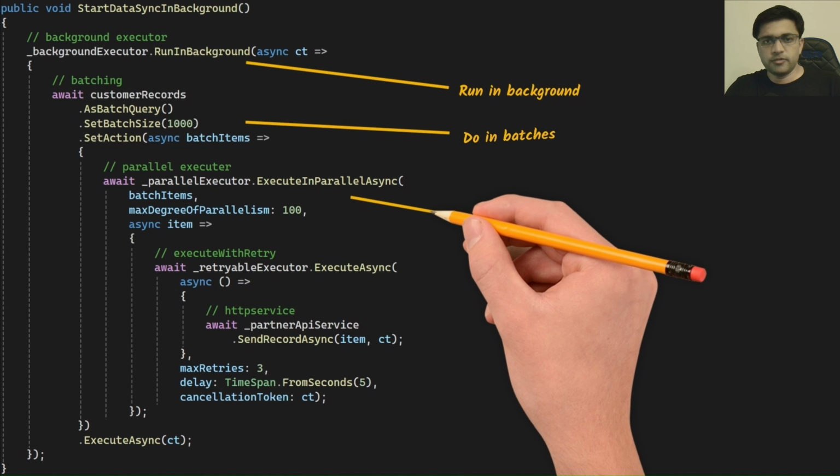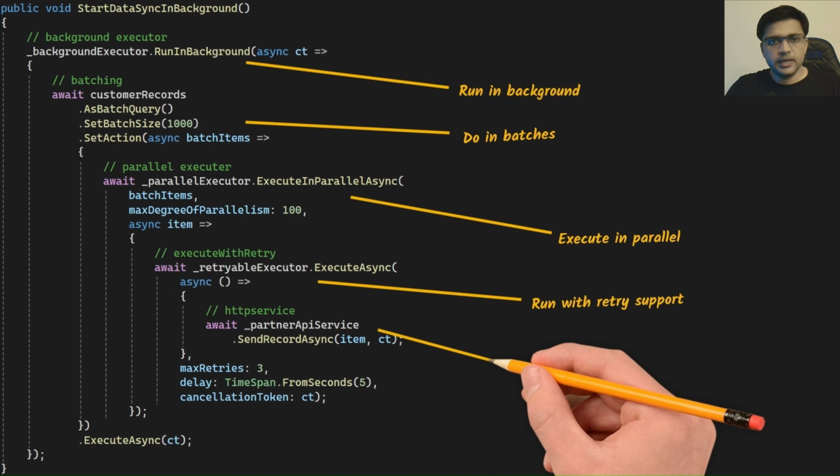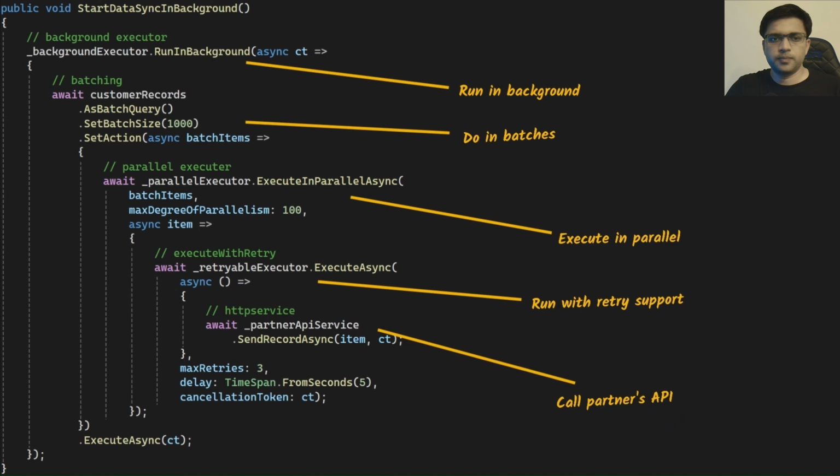Next, for each batch of 1000, execute in parallel with a maximum concurrency level of 100. After that, we execute this code with retry support enabled. In case of failure, it retries up to 3 times, waiting 5 seconds before each attempt. And finally, here we are calling the partner's endpoint.